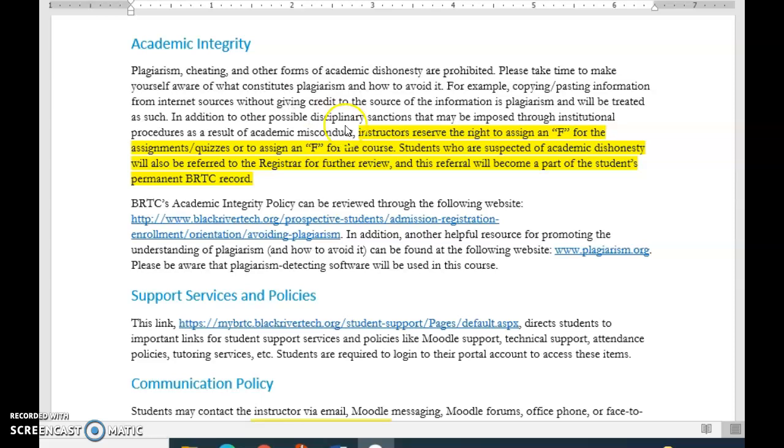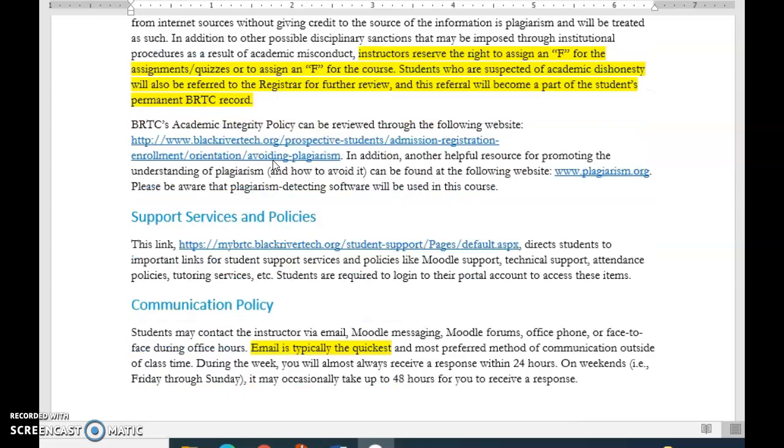I did want to point out that if I do catch you cheating, I have the right to assign an F for the assignment or quiz, or I can assign an F for the course. Or I could even go further than that and refer you to the registrar for further review, and that referral will be a part of the student's permanent BRTC record. Okay, I don't mess around with academic integrity. Okay, it's too big of a deal for me.